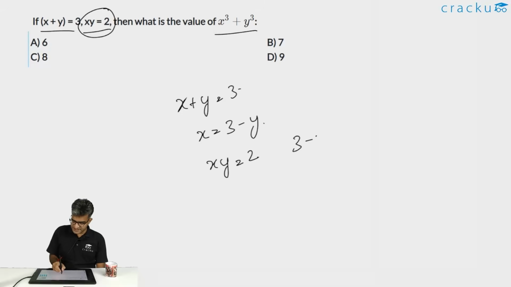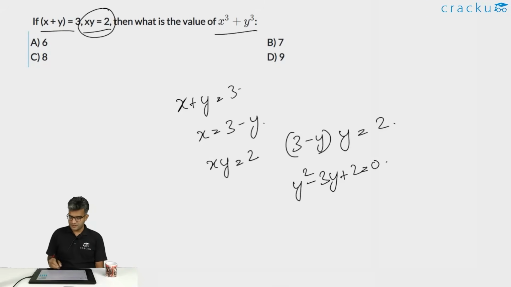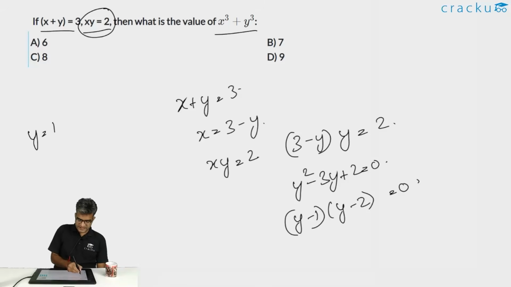This would imply that (3 − y) into y is equal to 2, or y² − 3y + 2 = 0. This is (y − 1)(y − 2) = 0. So the value of y is 1 or the value of y is 2.